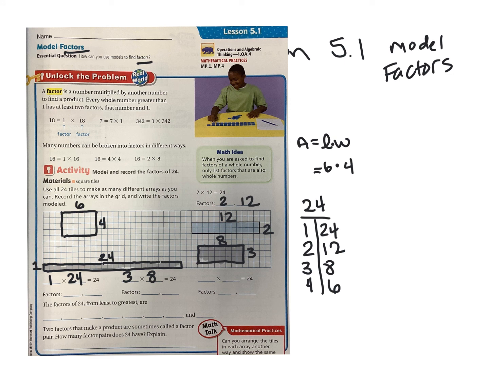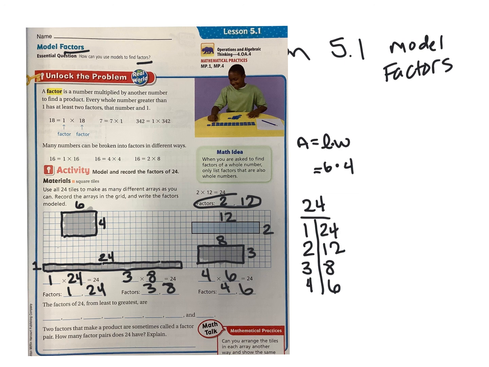So what is the area of this rectangle? Well, 6 times 4 is 24. There are 24 squares in there. That's the area. That's how you find area. And so we see then that 4 and 6 are also factors of 24. So we have factors 2, 12, 1, 24, 3, 8, and 4, 6 as factors.